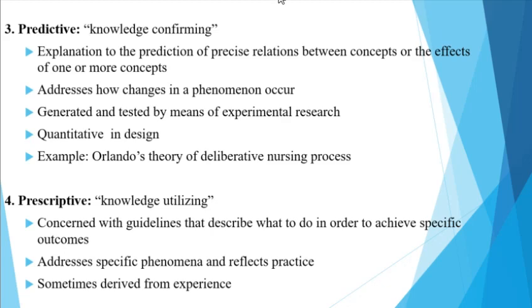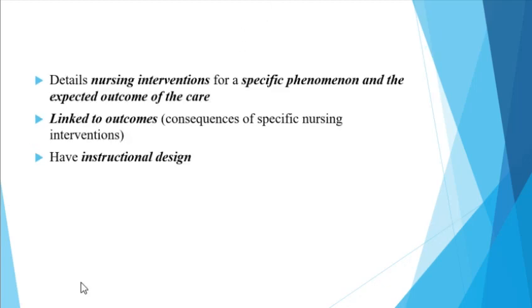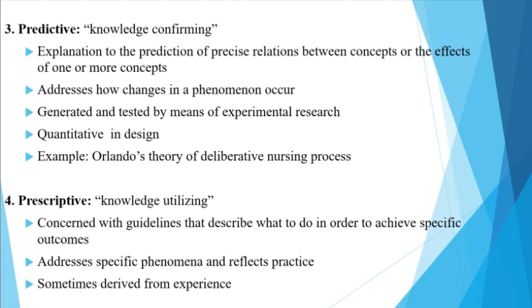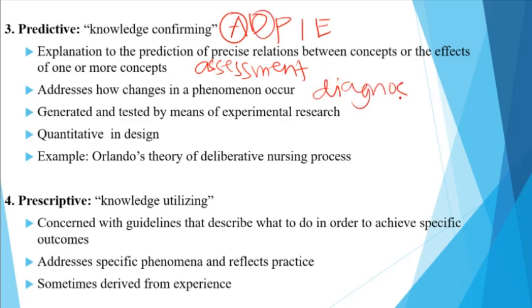Okay, I will just write it here. ADPI. Okay, what does A mean? A means assessment. And then D is for the diagnosis. Our diagnosis should not be a medical diagnosis but a nursing diagnosis. P is for planning. Okay?